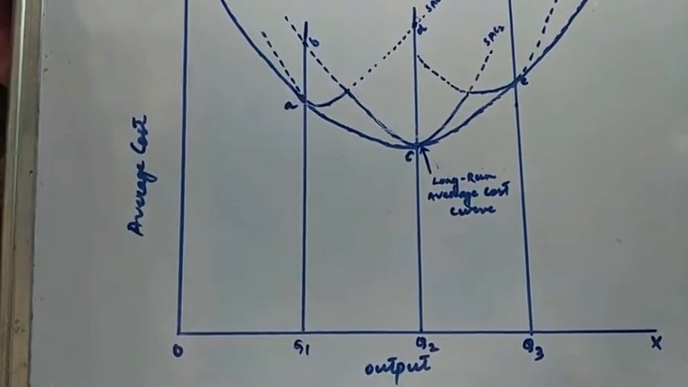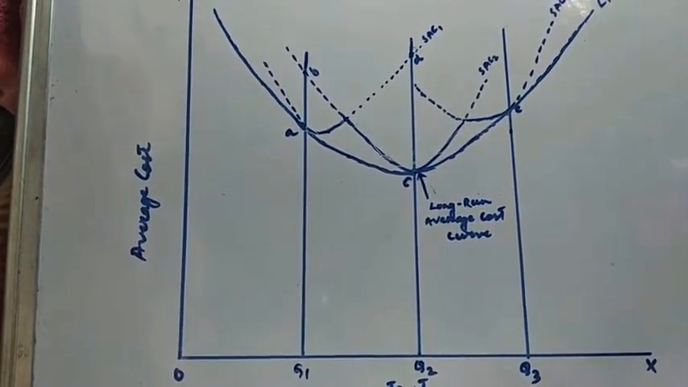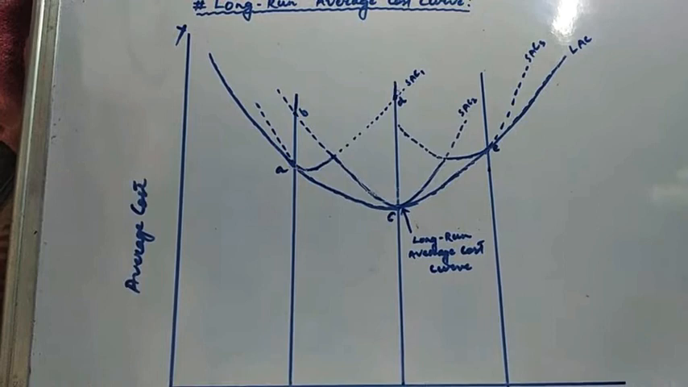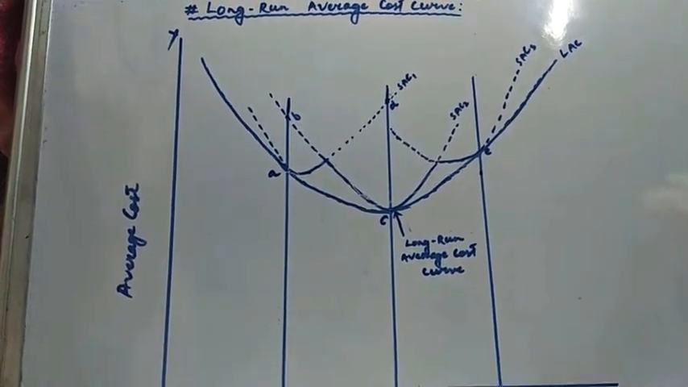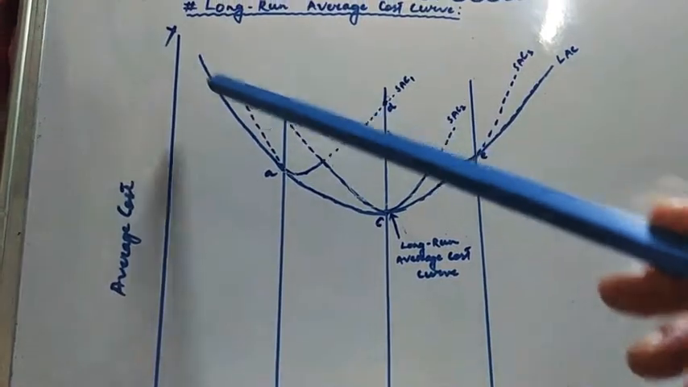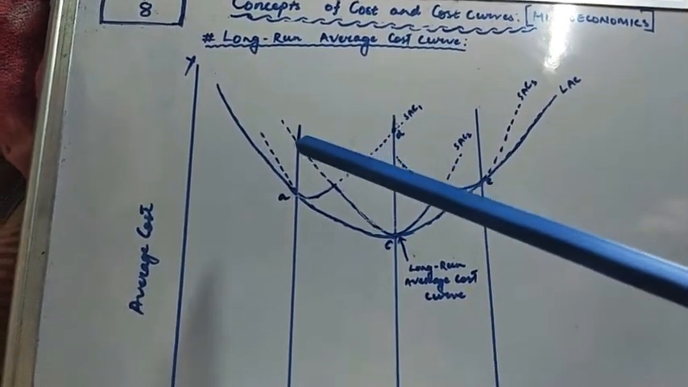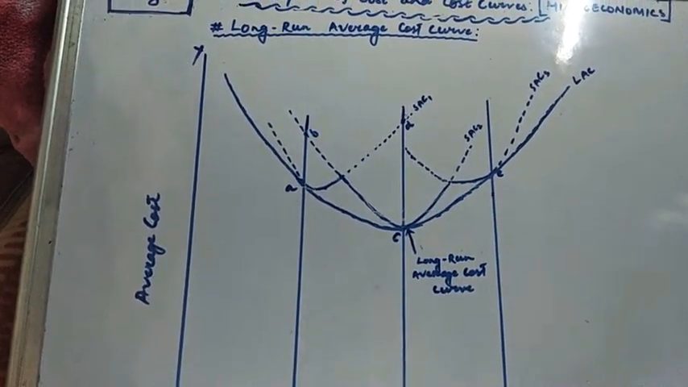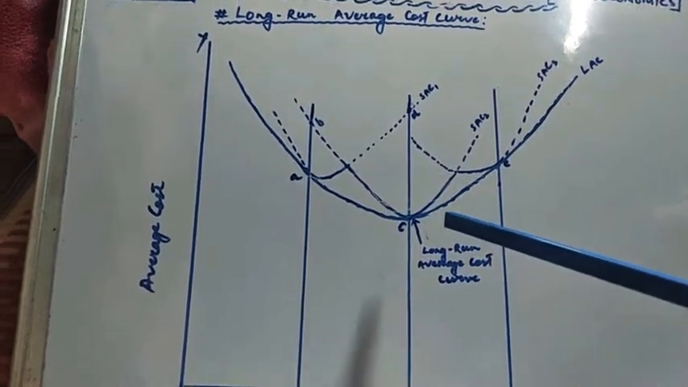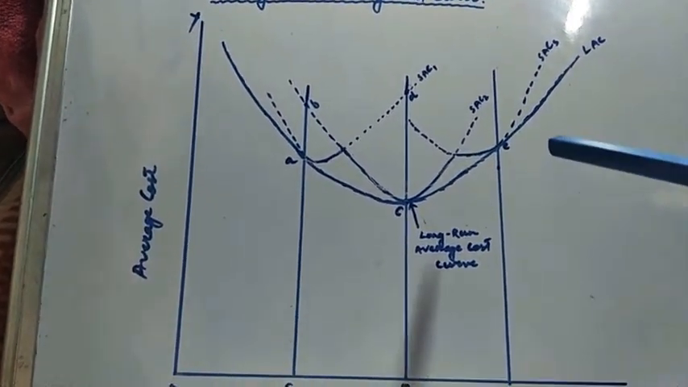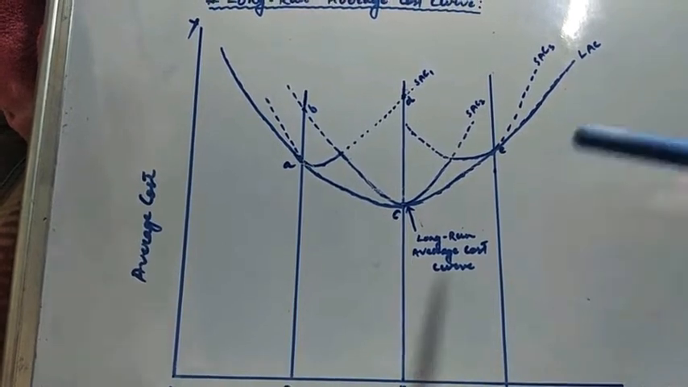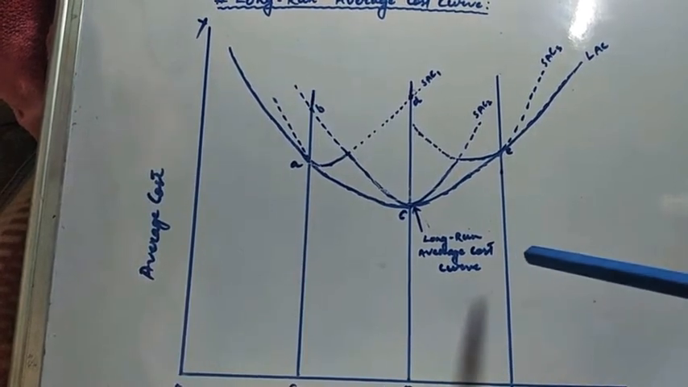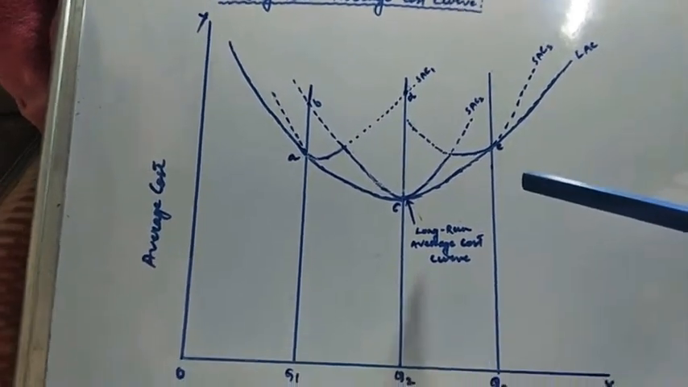If the factors of production, including the plant size, are perfectly divisible, so that numerous plant sizes become available, the long run average cost curve will be a smooth U shape. So this smooth U shaped curve will represent the LAC, or long run average cost curve. It is important to note that in this case of perfect divisibility of factors, the long run average cost curve will consist of only one point of each of the corresponding short run average cost curves.